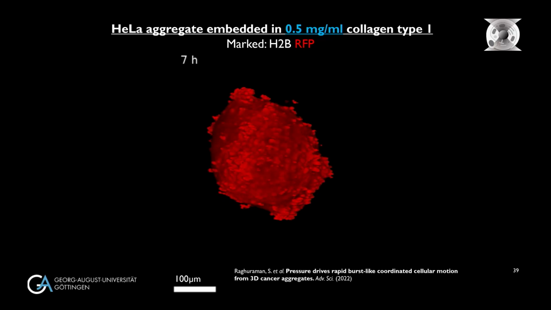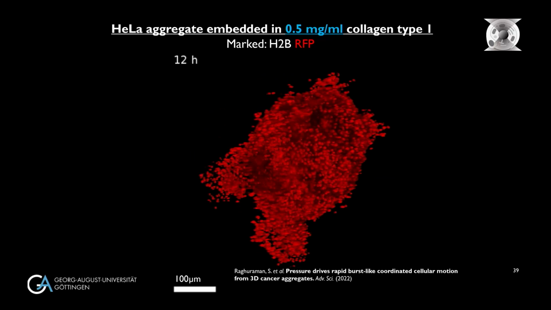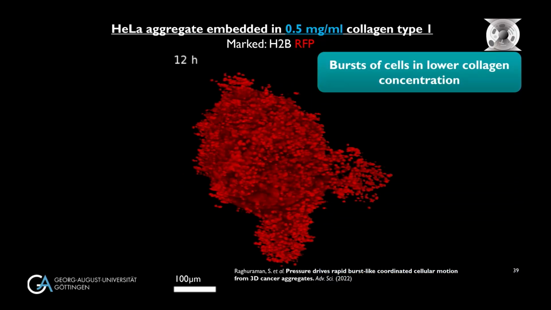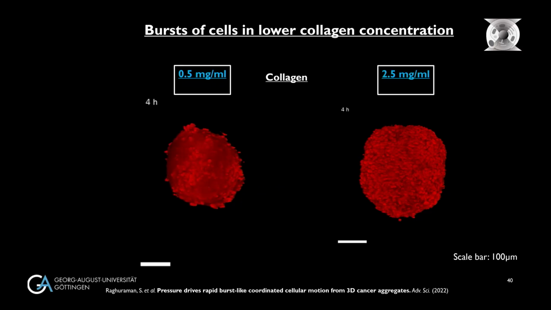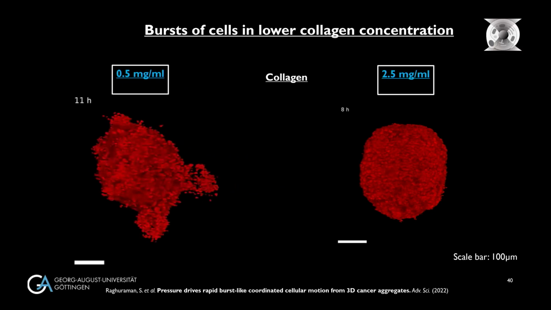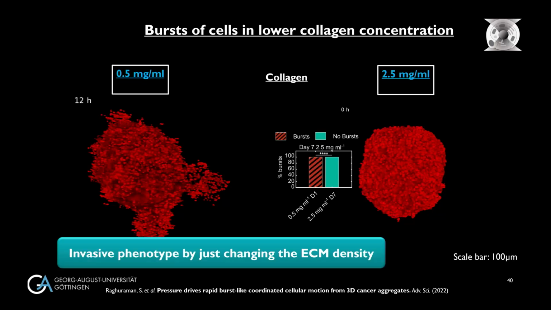And now what happens, this is 12 hours, we see these amazing bursts outwards. And what's happening here was really dazzling for us. We wanted to understand that. And it's really just the low collagen concentration. So this is putting them next to each other. This is the 2.5 and this is the 0.5 milligram. So what's going on here? And again, the idea was to figure out what's the physics of it and what are the forces here.